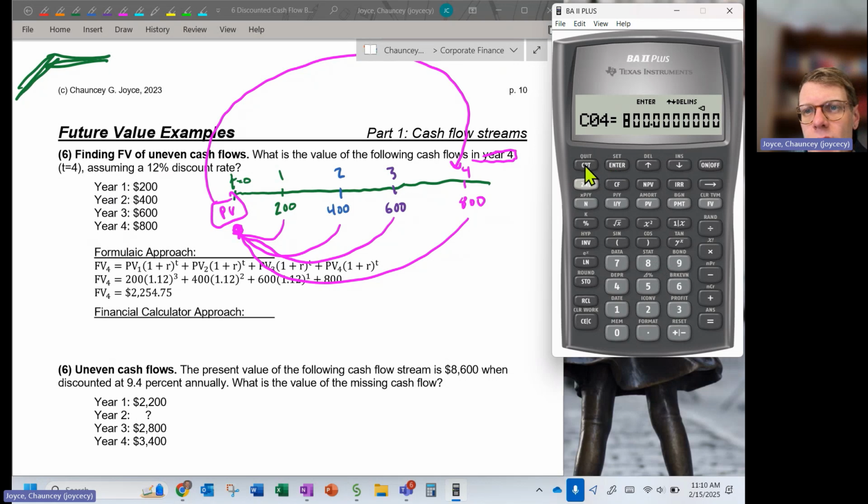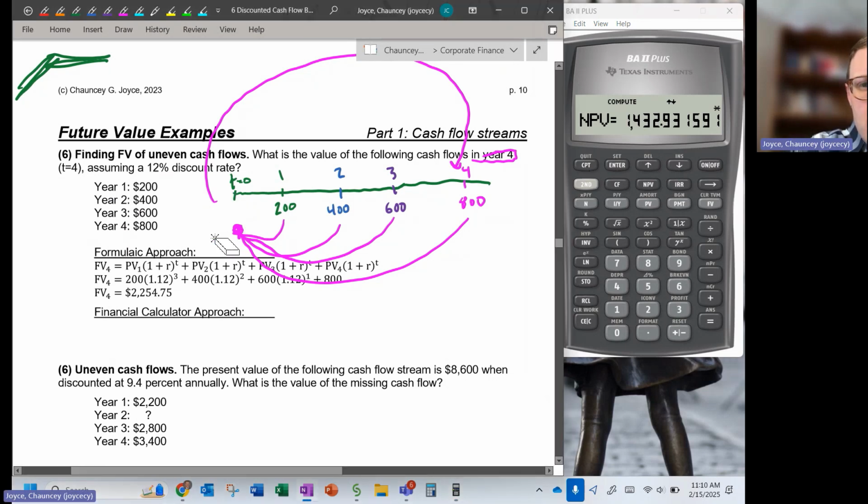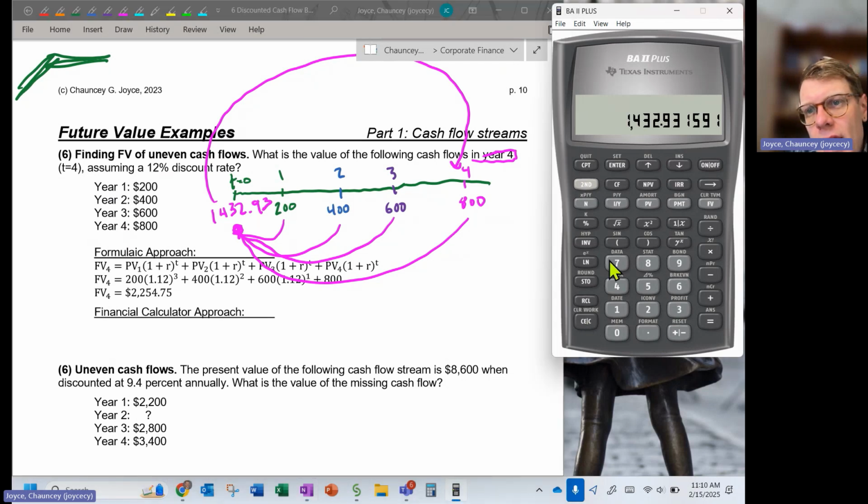Enter, and then compute your net present value at a discount rate of 12%. Enter, down, compute. So the present value of these cash flows, which you may remember from a previous example, came to 1432.93 today. That's what they're worth right now. So I'm going to put this in as my present value. I'm treating this as a single cash flow. That's your present value with no payments in between now and then, over a 4-year period at a compound rate of 12%.